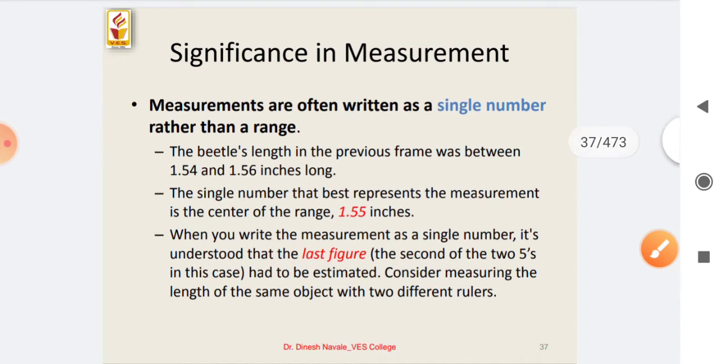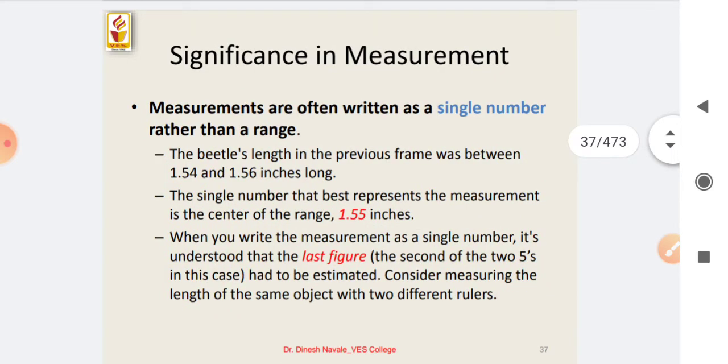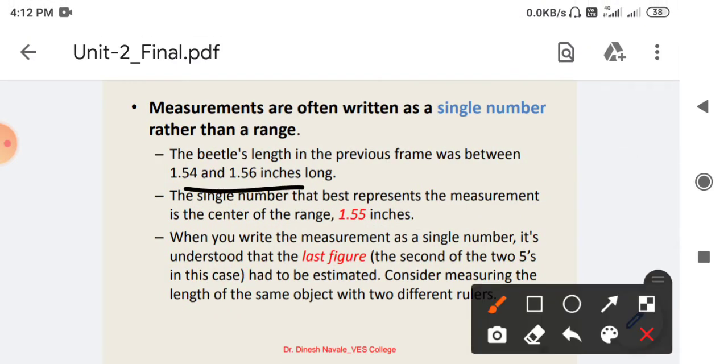Measurements are often written as a single number rather than a range. The beetle length in the previous frame was between 1.54 and 1.56 inches. The single number that would best represent the measurement, given the range of those two values, is 1.55 inches.